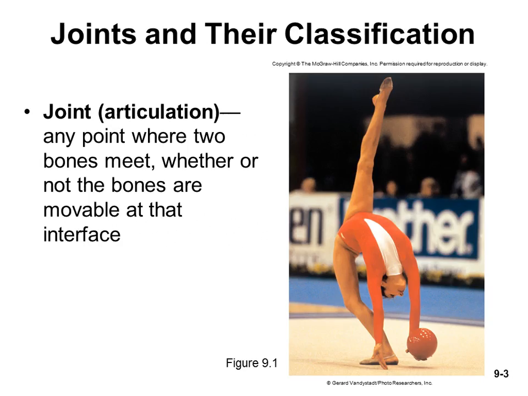Okay. Another name for joint, of course, is articulation. Whether or not the bones are movable at that interface, any point where 2 bones meet. Some are movable, some are not as movable as others. We're about to talk about that when we talk about the 4 major categories of joints.